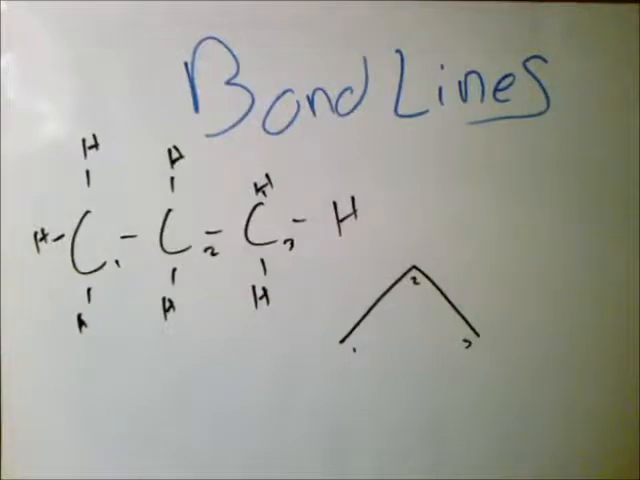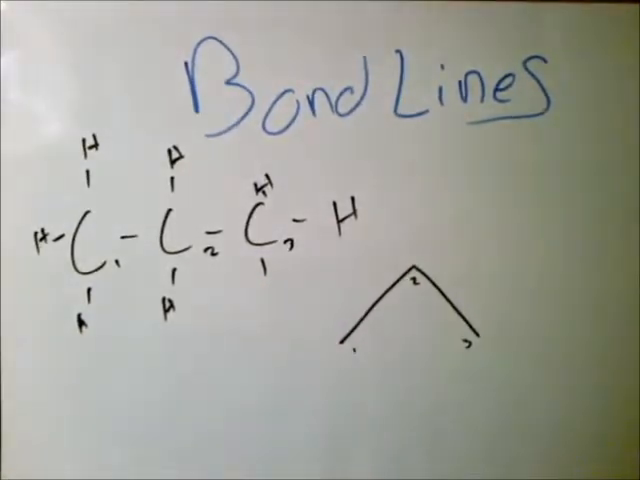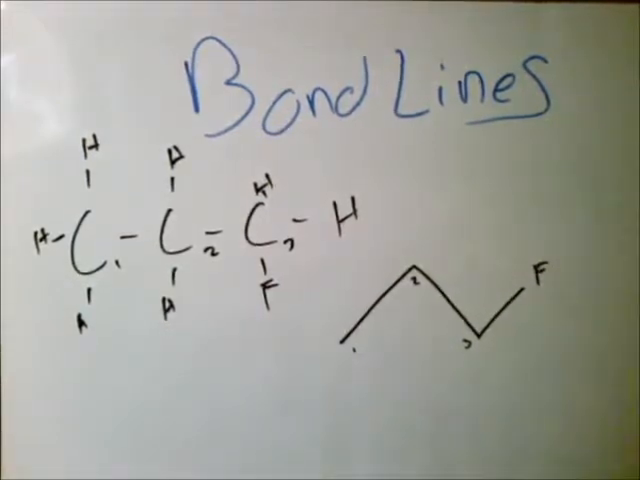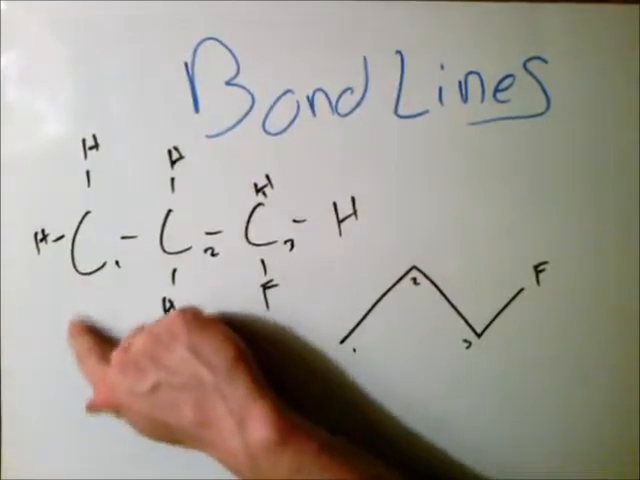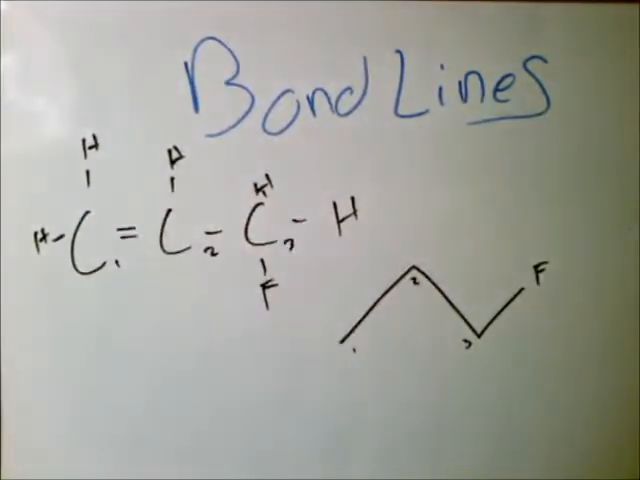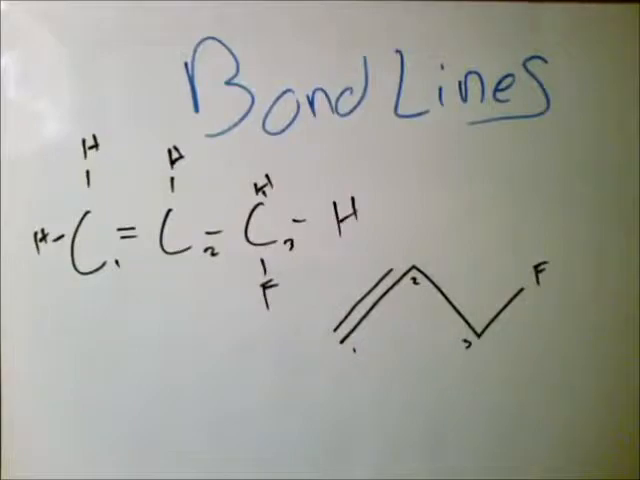What you do have to identify, though, is functional groups. So if I had an F here, or fluorine on carbon 3, I would have to draw a line here and an F to denote the fluorine carbon 3 bond. And let's say I had a double bond between carbon 1 and carbon 2. I would represent that by means of another line. So these two representations are showing the same molecule.